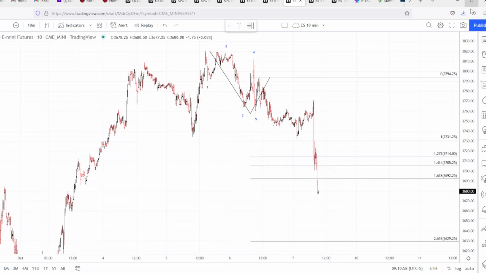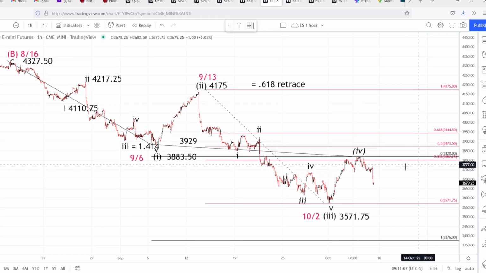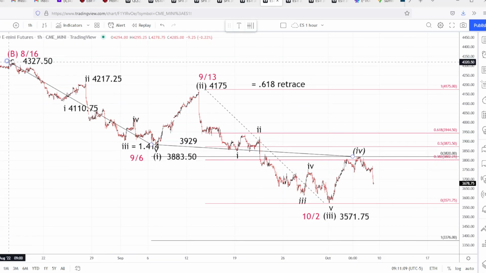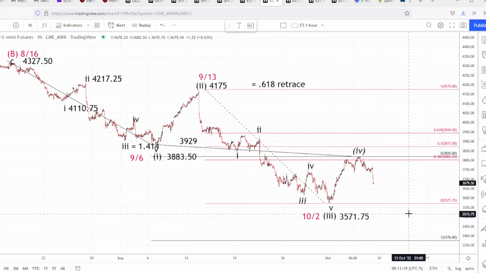Okay, so without further ado, let's go back to this hourly. That's the nice one there. Okay, so we had a 1 down from the 8/16 turn date, a 2 up, okay, and then a 3 down, and then looks like 4 top there. We'll get verification with a break below the wave 3 low. We'll see what the rest of the day brings.